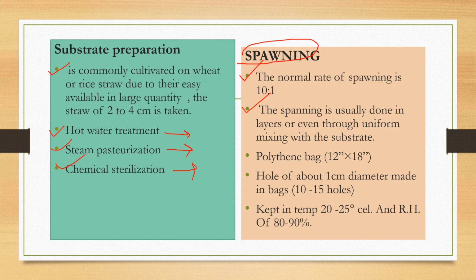Take a polythene bag of 12 inch into 18 inch, make 10 to 15 holes on it of 1 cm diameter. After filling the substrate in the bag, the mouth of the bag should be tied with thread or rubber band. Maintain 20 to 25 degrees Celsius of temperature and humidity of 80 to 90% in the incubation room.